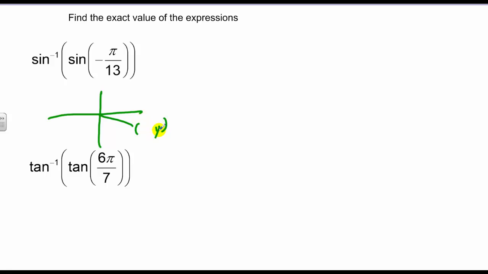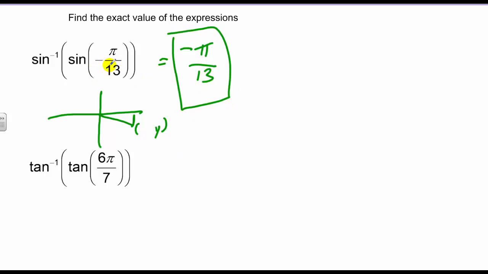Well, once I find the y value, now I'm asked to find out what angle gives me the following y value in that fourth quadrant, or between pi over 2 and negative pi over 2. Well, I can basically state, since I got the y value from the initial degree measure, I can state that the inverse is that same measure.